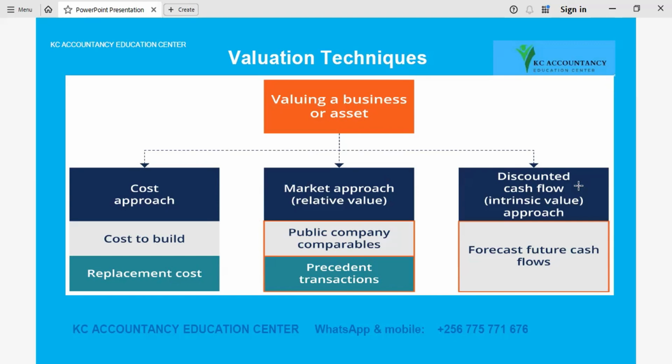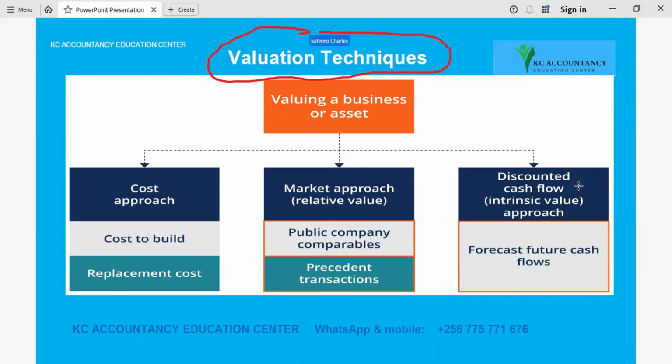So what we are going to do now is go through some theory that we are going to need to build up in order to put together a full complex DCF model. So let's get started and see what we have. Basically, today we are going to look at the valuation techniques.